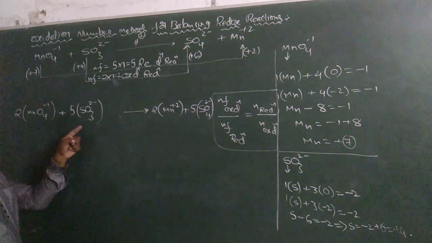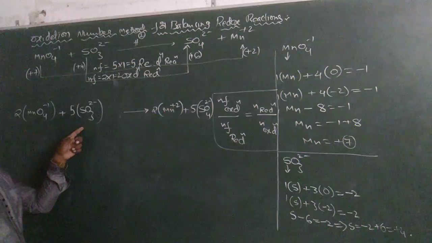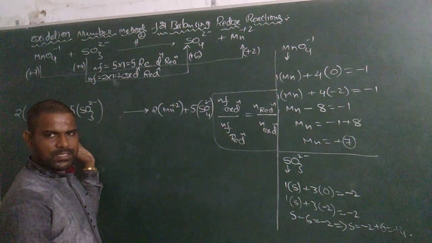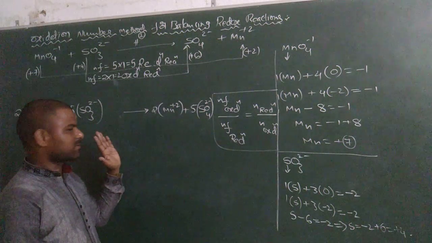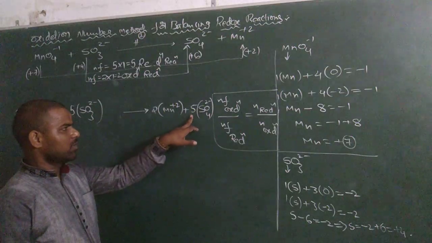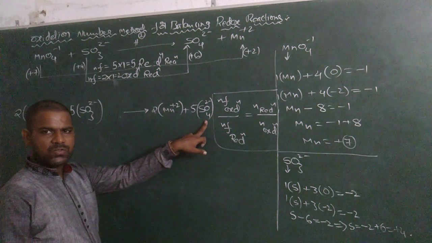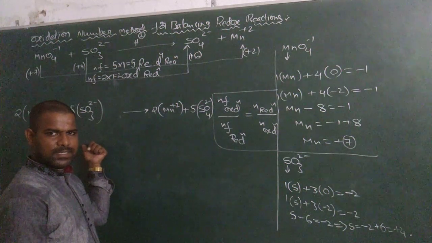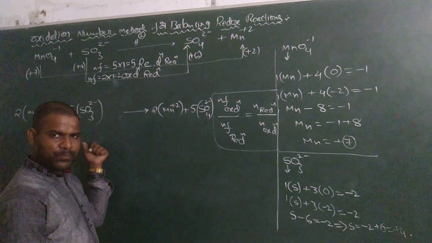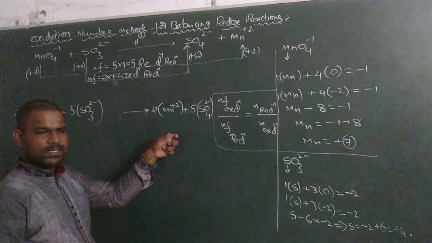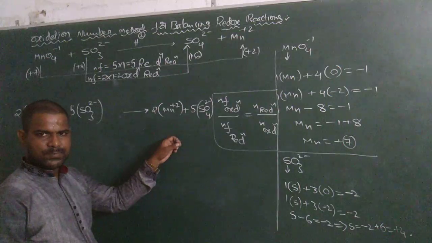So 8 plus 15 is 23 oxygen atoms on the left hand side of the reaction, the reactant side. In the product side, we have 5 into 4, 20 oxygen atoms. So the reactant side has 23 and the product side has 20. So there are 3 oxygens less in the product side.